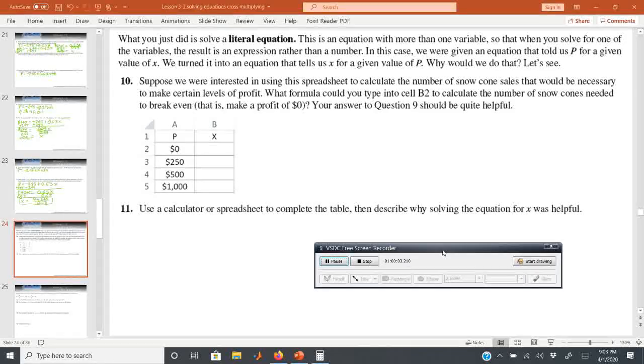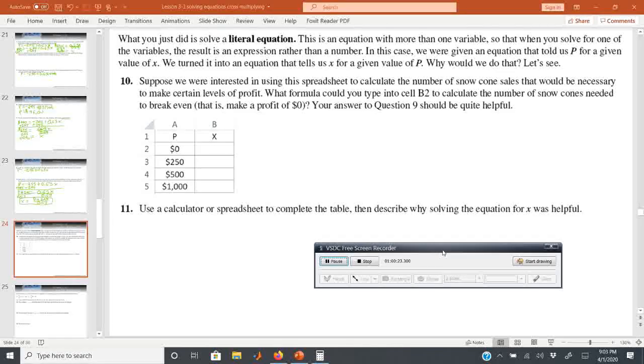This is another equation with more than one variable, so that when you solve for one of the variables, the result is an expression rather than a number. So we're not getting a number out here. We're just writing a new formula. When you're done with question 10, restart the video.